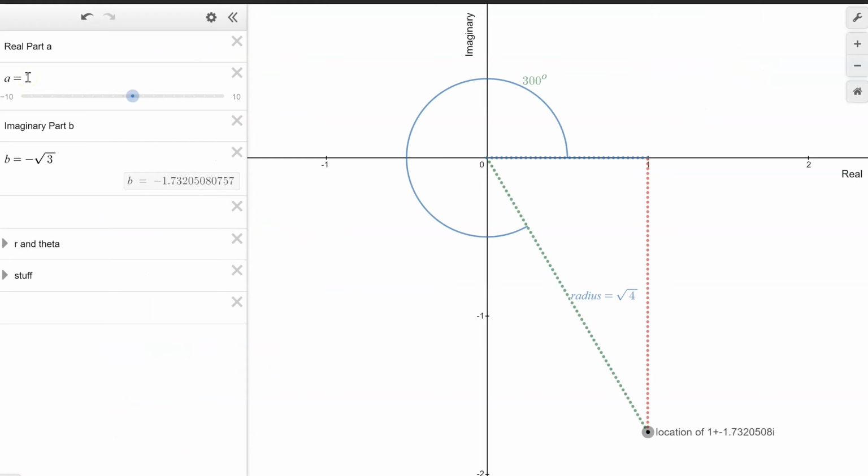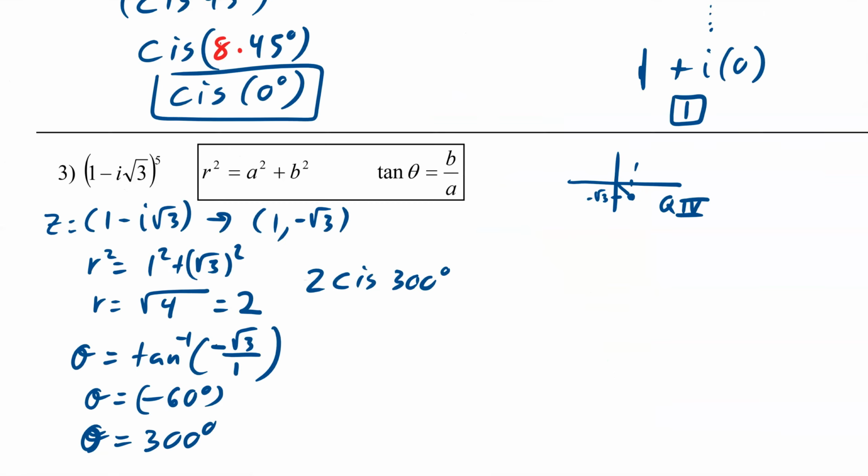So I put my real part as 1. My imaginary is negative radical 3. And you can see we have an angle of 300 with a radius of 2. So everything checks. We're in the correct location with the correct angle, correct radius. Everything's good. That's very important. And so now we just replace it.